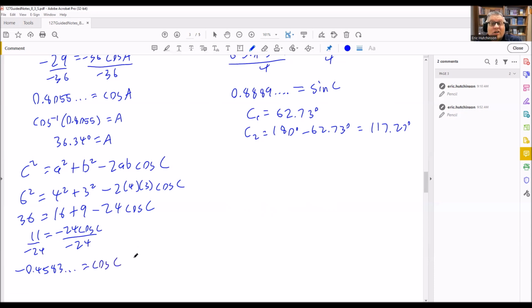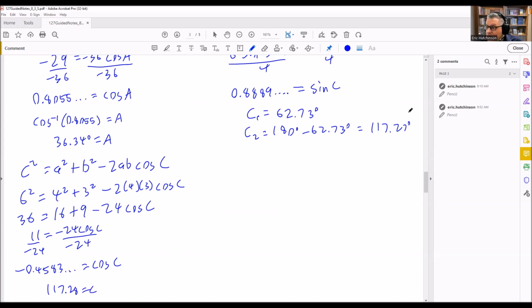Cosine c. We're going to take the inverse cosine of both sides. And as I mentioned earlier, whenever you take the inverse cosine, we're sure we're only going to have one answer. When we do that, we actually get 117.28 for C. Now, these are very, very close here.